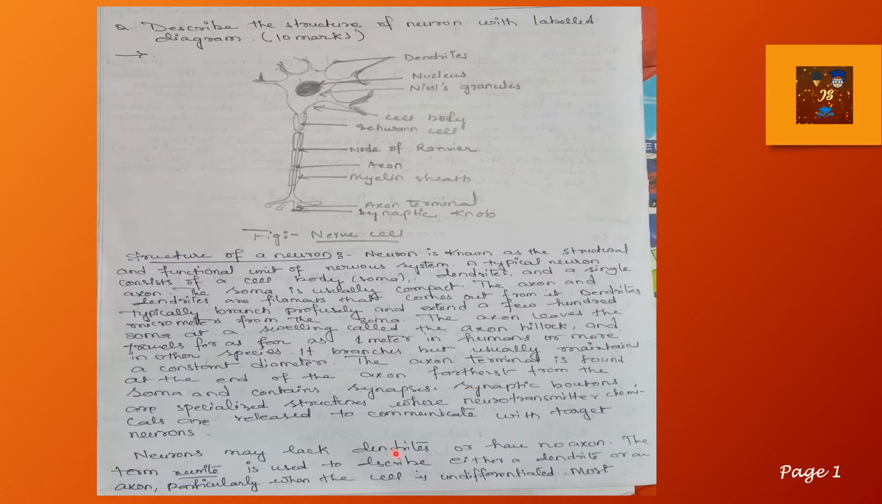Neurons may lack dendrites or have no axons. The term neurite is used to describe either a dendron or an axon, particularly when the cell is undifferentiated.